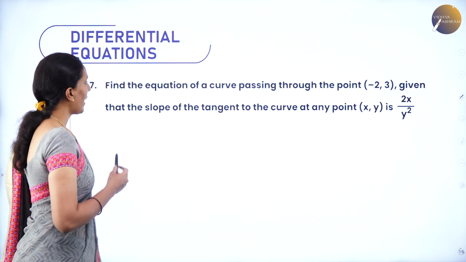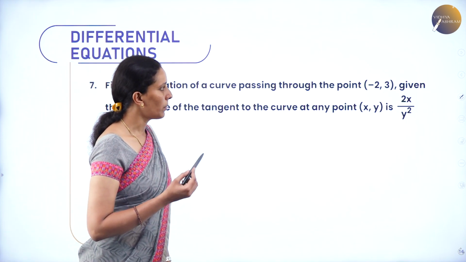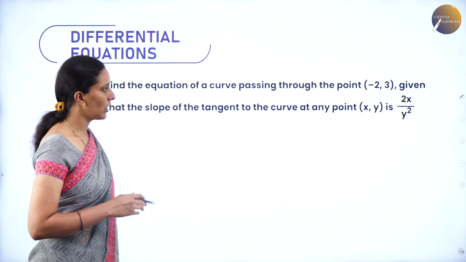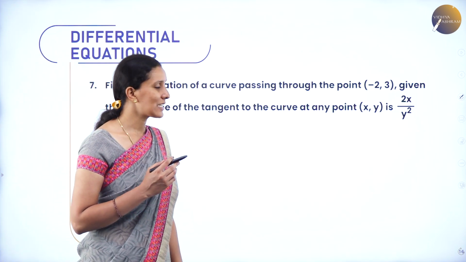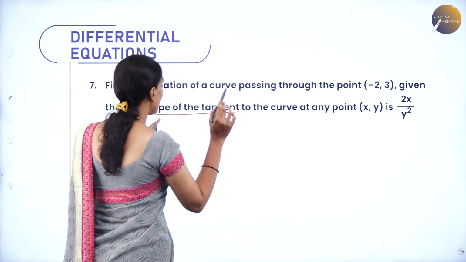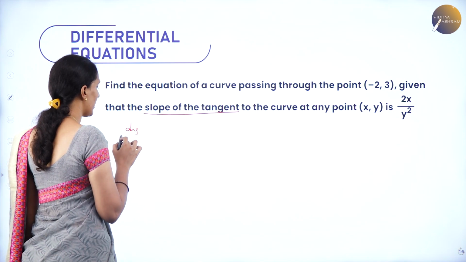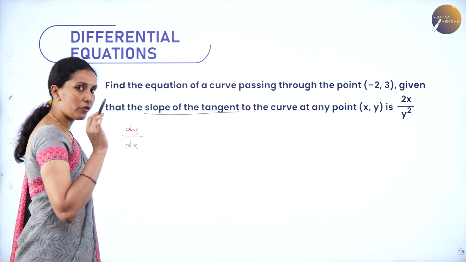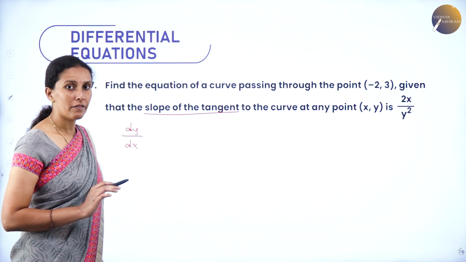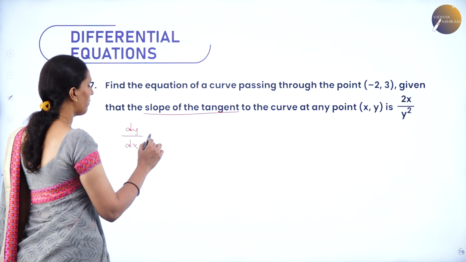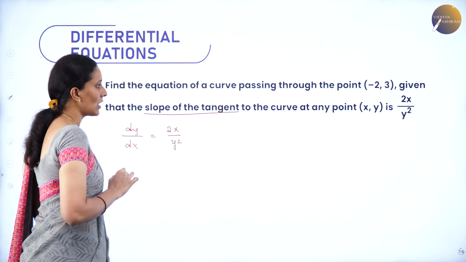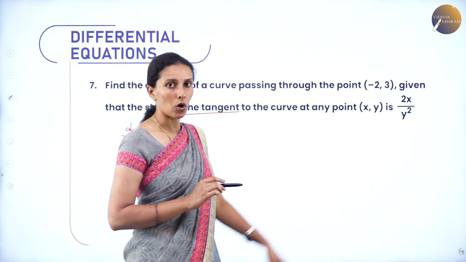Next question. Find the equation of a curve passing through the point (-2, 3), given that the slope of the tangent of the curve at any point (x, y) is 2x by y square. The slope of the tangent is nothing but dy by dx. We know that by the application of derivative, the slope of the tangent to the curve can be expressed as dy by dx, and that is given in the form of 2x by y square. Now we need to find the solution at the point (-2, 3).